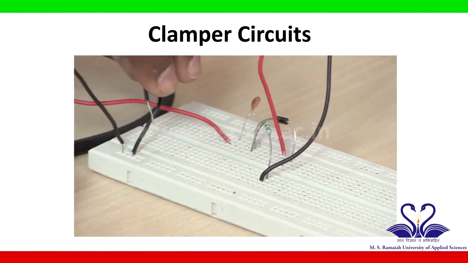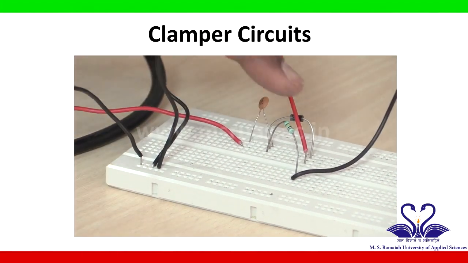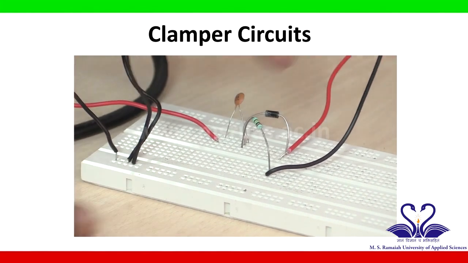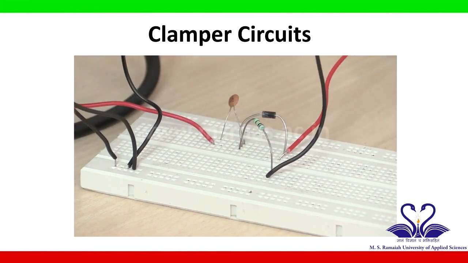So this is connected to ground. This row is a ground line. If you see, the resistor's one end is connected to the N terminal of the diode, and the other end is connected to the ground.